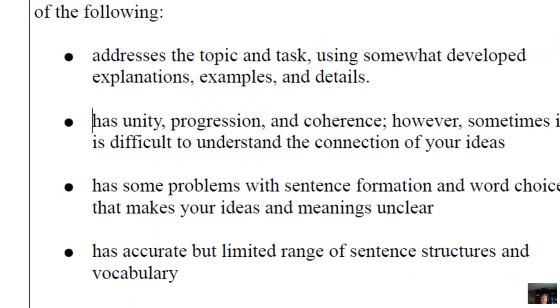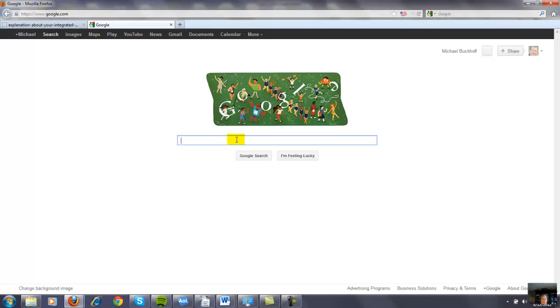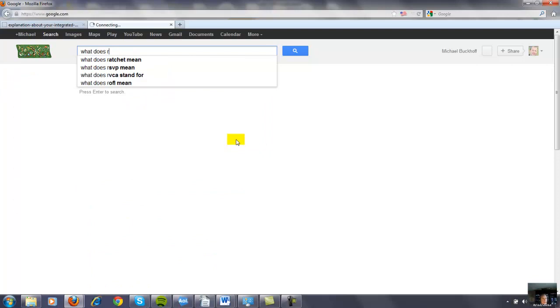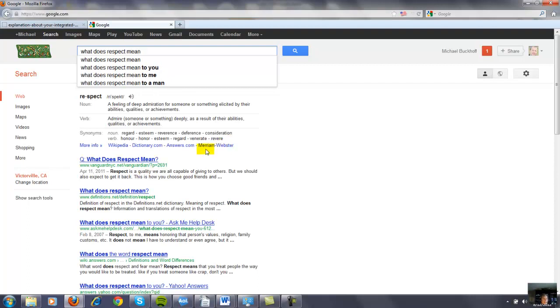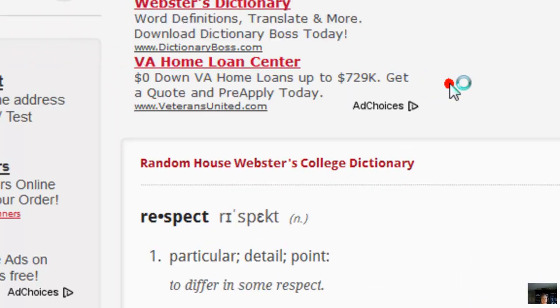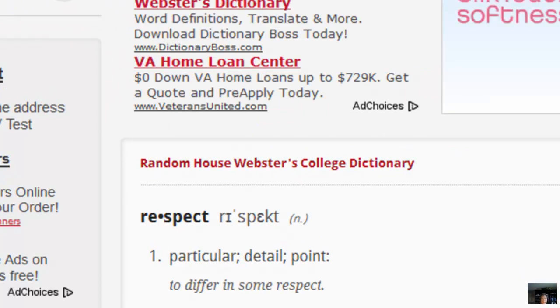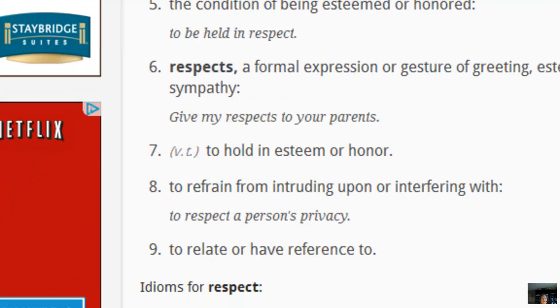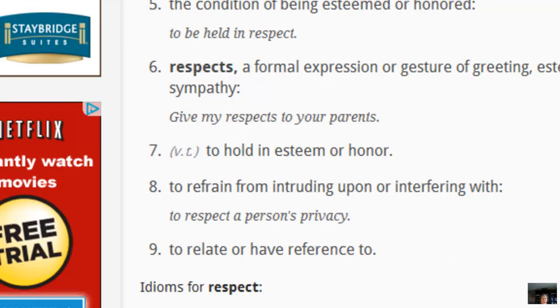Okay, so let me go to Google for just a minute. So let's say, what does respect mean? So we'll click on a definition. Let's see what it says. So it says esteem, admiration, proper acceptance or courtesy, the condition of being esteemed or honored, to hold in esteem or honor, to refrain from intruding upon or interfering with. So that probably will help you a little bit.